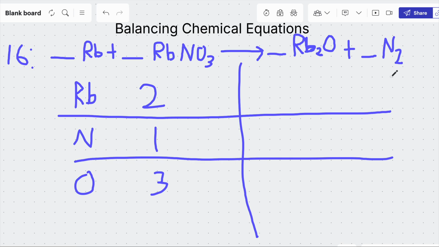All right. On this side, we got Rb2. So 2 Rb's. Our N's, we have N2, so that's 2. And then O1 pretty much, so that's just 1. So N's and our O's don't match up.